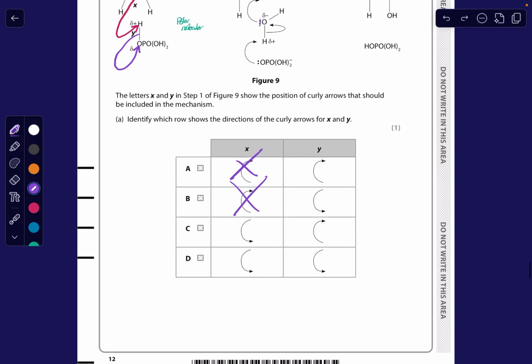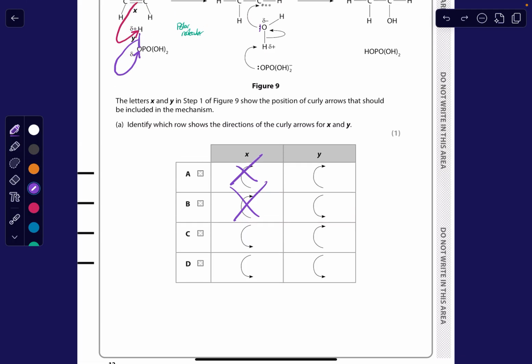Let's have a look at Y. This time, we've got a single bond that is going to break, and the electrons are going to go to the oxygen in the phosphoric acid, which means the arrow's going downwards. So it can't be this one, and by extension, it can't be this one either. So the arrows are going downwards, which means it must be D. Give yourself a tick. And that's why. Let's move on.